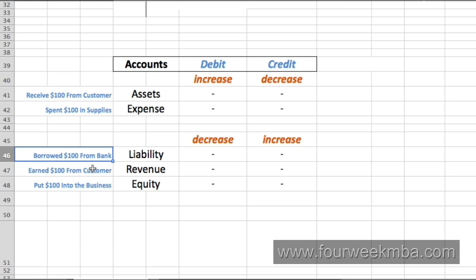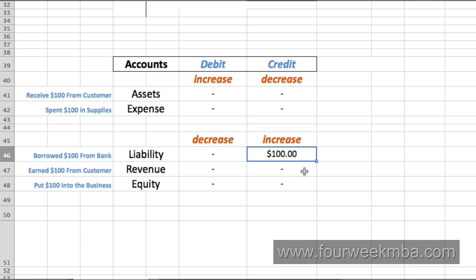Let's see now a third example. We borrowed $100 from the bank, so this is a liability. But when we borrow money from the bank, our liability increases because we're going to have a future obligation, or future money to pay back to the bank. So the first thing that we want to do is to increase our liability by $100.